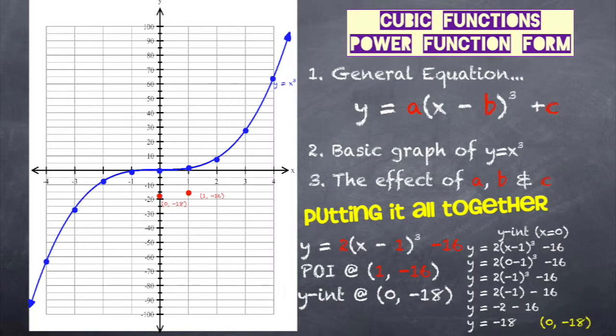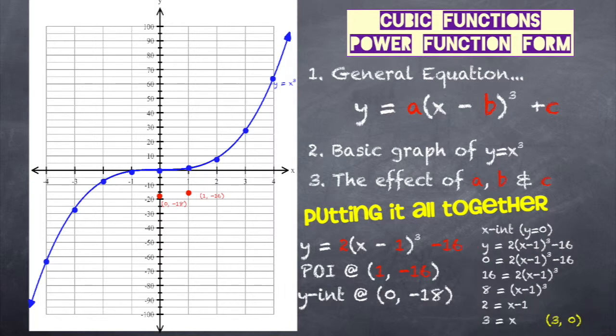So finding the x-intercepts now, I make y equal to 0, but before I do that, I write out the equation of the line. Then I make y equal to 0. Now what I need to do is use inverse operations to solve. So I add 16 to both sides, leaving me with 16 is equal to 2(x - 1) cubed.